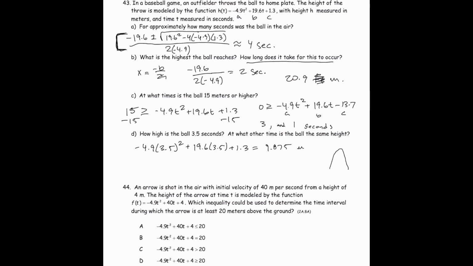So let's think about this. The ball went up. The vertex is at, what did we say the vertex was? The vertex was at 2 seconds. So at 2 seconds, 3.5 seconds to the right of 2 is actually 1.5, right? So 1.5 seconds this way gives us 3.5. If I go 1.5 seconds to the left of 2, that's going to give us half a second at 0.5. So at 0.5 of a second, it is also at 9.875. Right, knowing the properties of a quadratic really come in clutch.